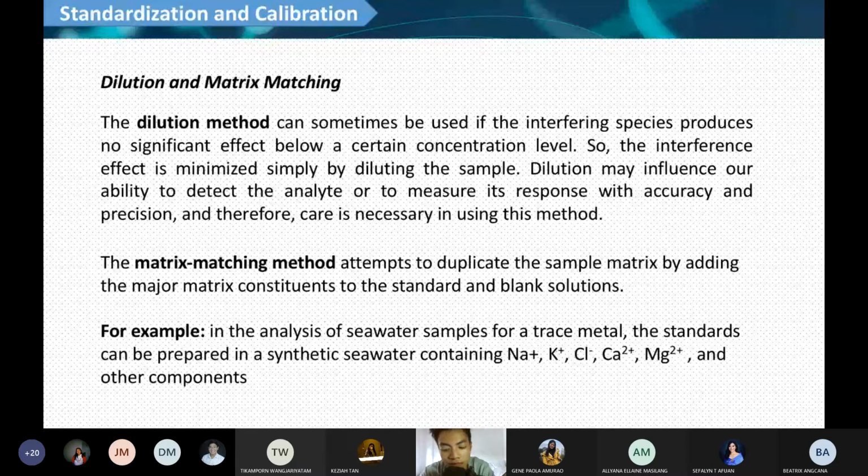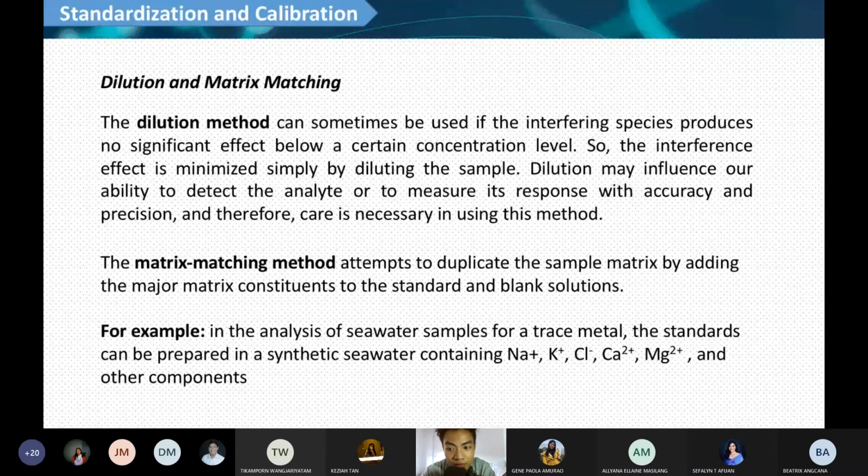So basically, it just tells us that when you're going to do matrix matching, let's say you run your sample and you get data from your interferences. Now, what you're going to do is duplicate whatever the concentration of those interferences are. So you're going to duplicate the concentration of the interferences, and then you will rerun your sample. Then later on, whatever your interference concentration is, you will deduct them from the matrix match.